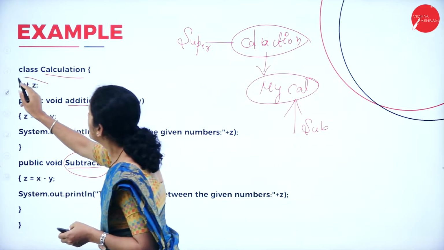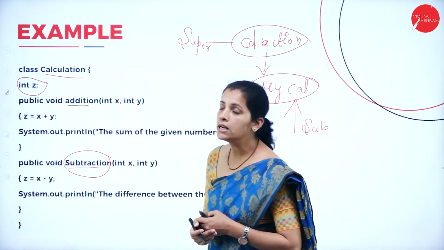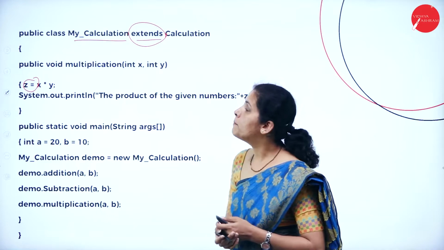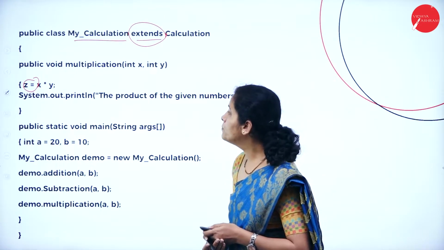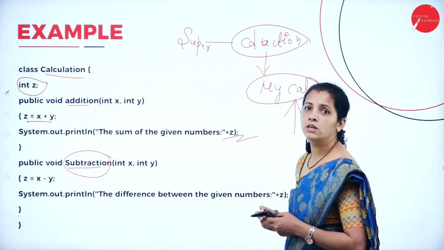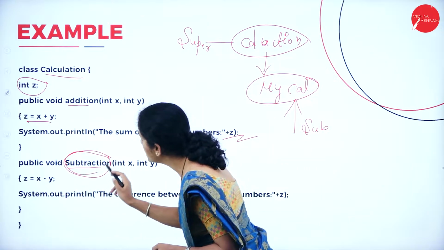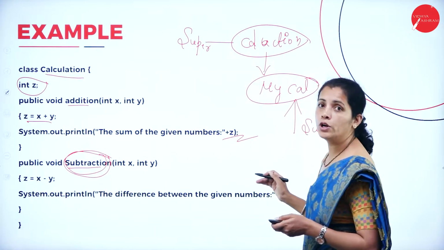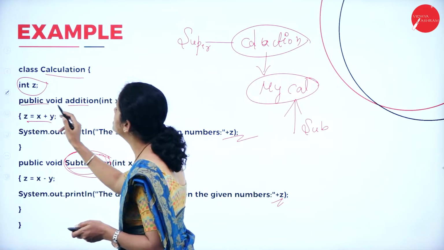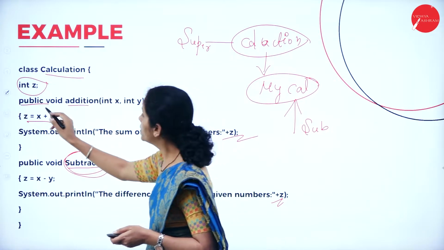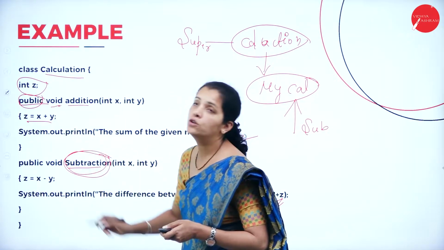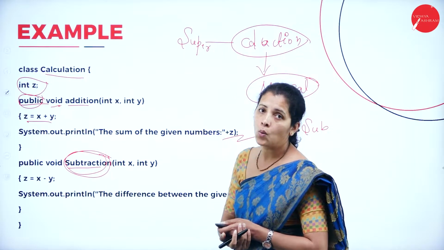And I can make use of Z in the calculation class as well as my calculation. Now see here, I'm going to perform addition operation and at the same time display the output. Here I'm going to perform subtraction operation and display the output. And I'm going to make this method public with the help of the public keyword, and it does not return any value because the data type here is void.